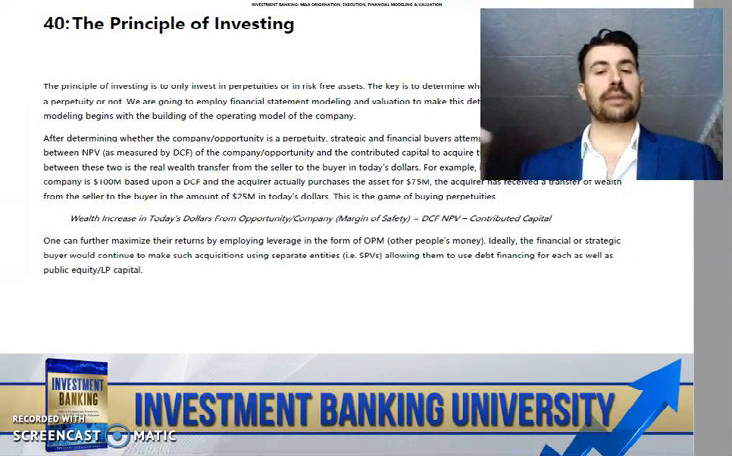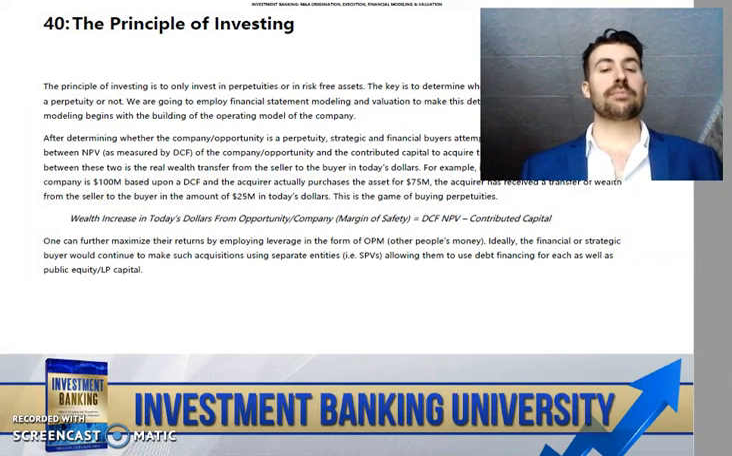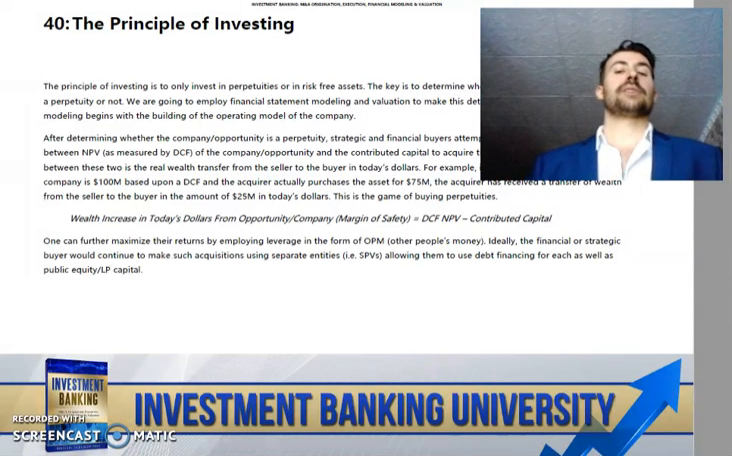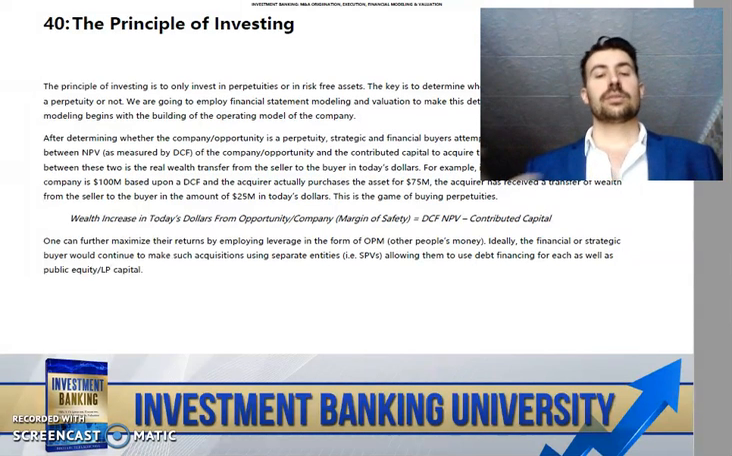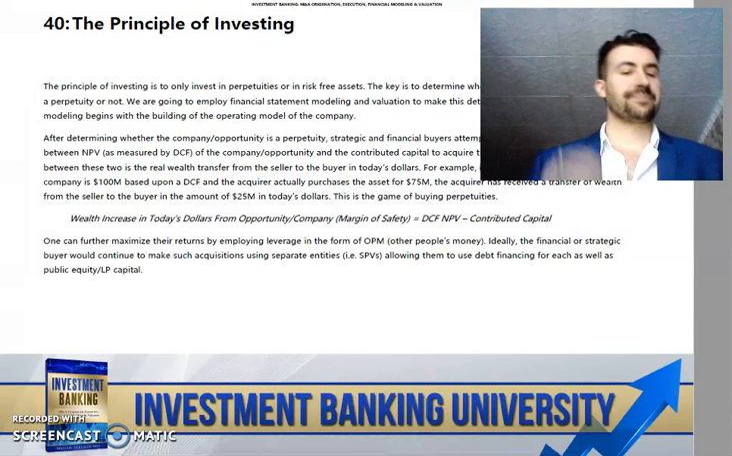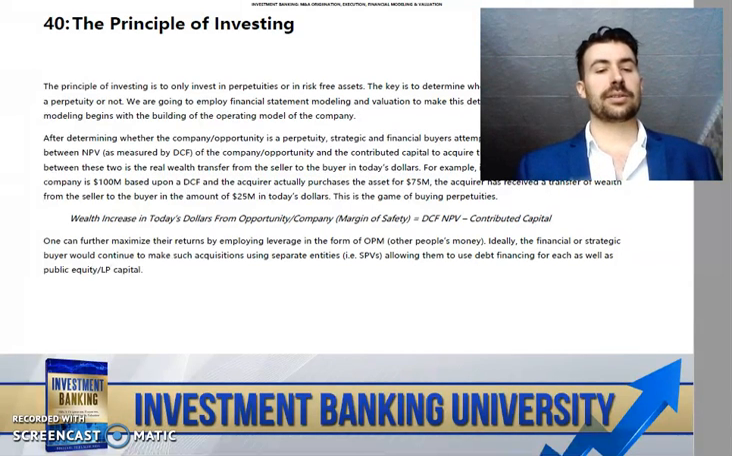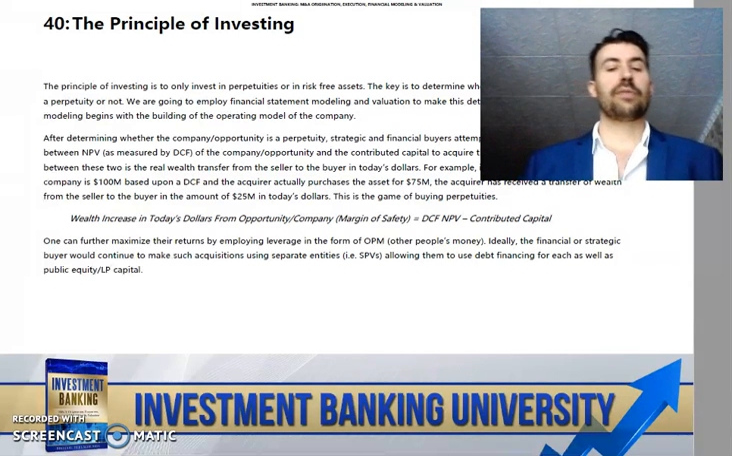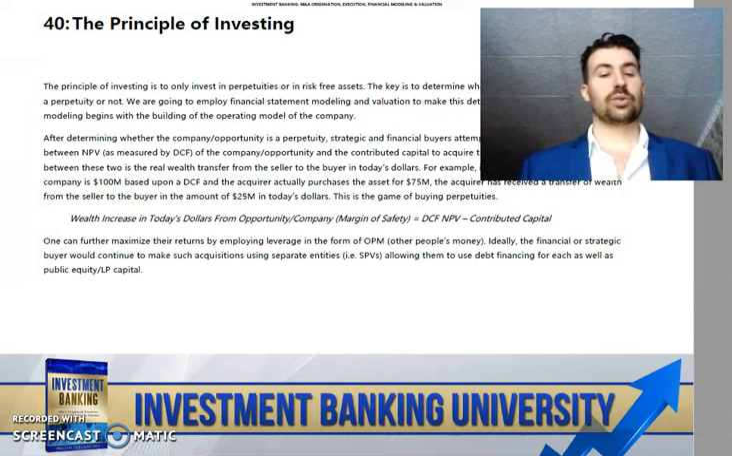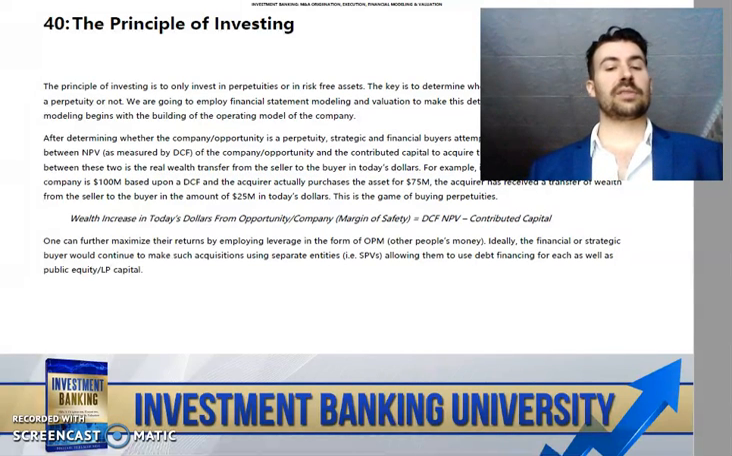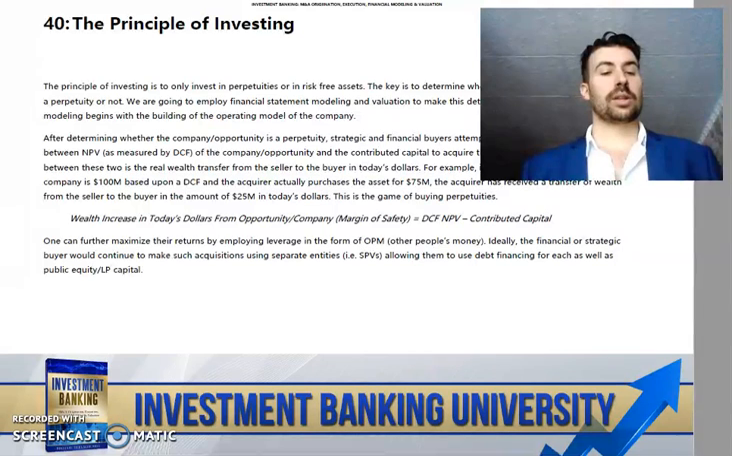This is the game of buying perpetuities. So we're looking at the following formula, which is the wealth increase in today's dollars from a company or opportunity, and we're calling this margin of safety, and we'll talk a little bit about margin of safety as it relates to Warren Buffett's philosophy. This margin of safety is the difference between DCF NPV and contributed capital. One can further maximize their returns by employing leverage in the form of other people's money. Ideally, the financial or strategic buyer would continue to make such acquisitions using separate entities, SPVs, allowing them financing for each, as well as public equity and LP capital where available.